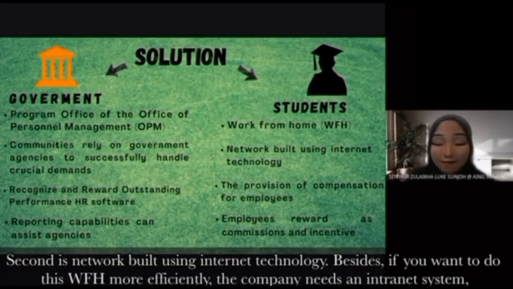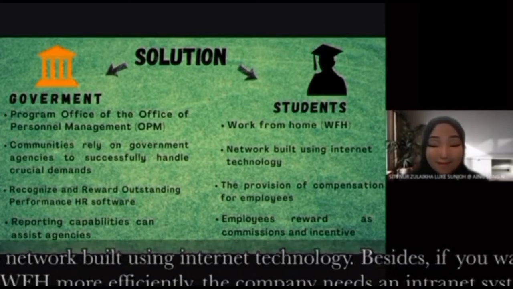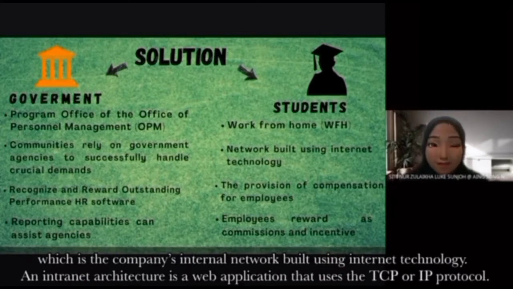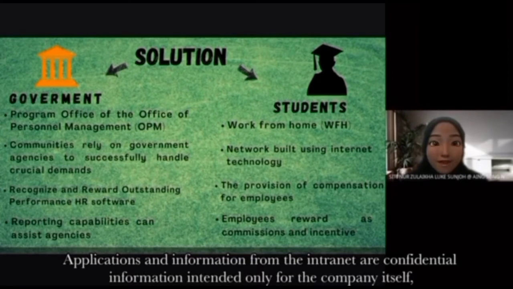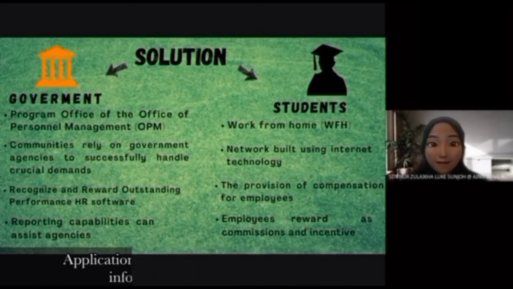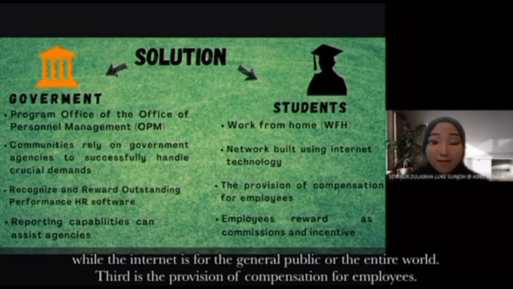Second is a network built using internet technology. Besides, if we want to do this WFH more efficiently, the company needs an intranet system, which is the company's internal network built using internet technology. An intranet architecture is a web application that uses the TCP/IP protocol. Applications and information from the intranet are confidential and only for the company itself, while the internet is for the general public or the entire world.